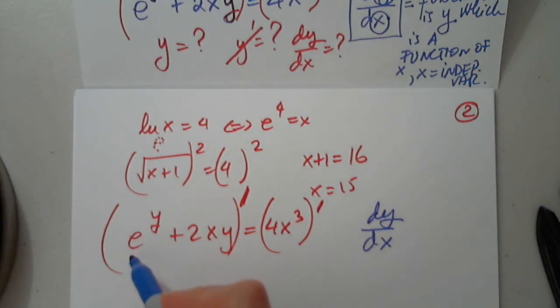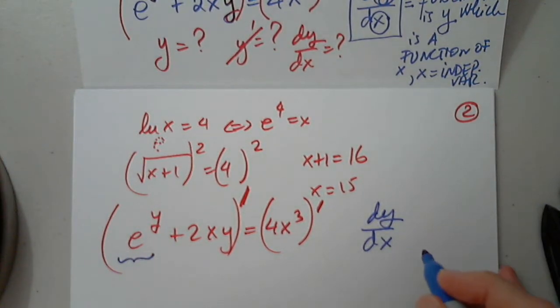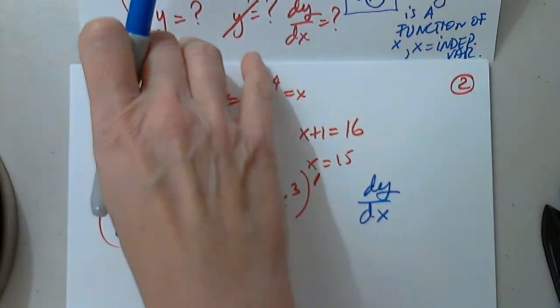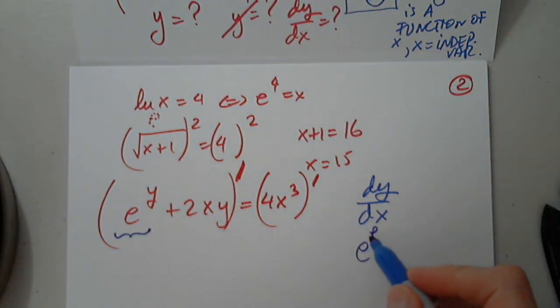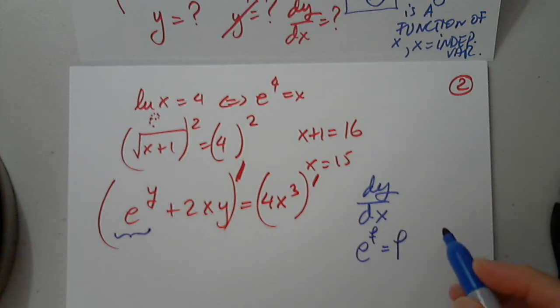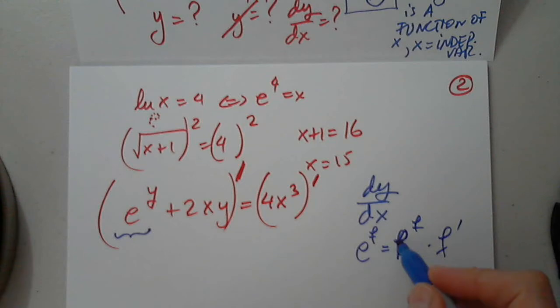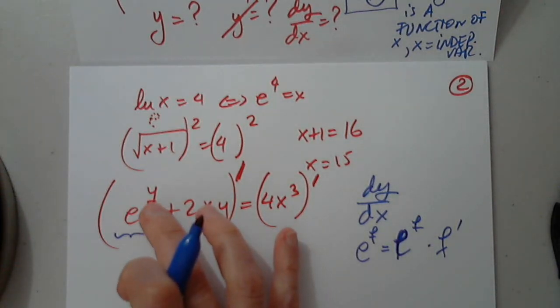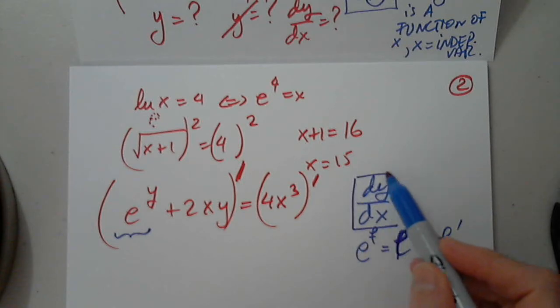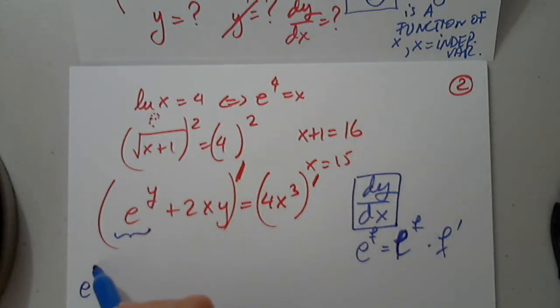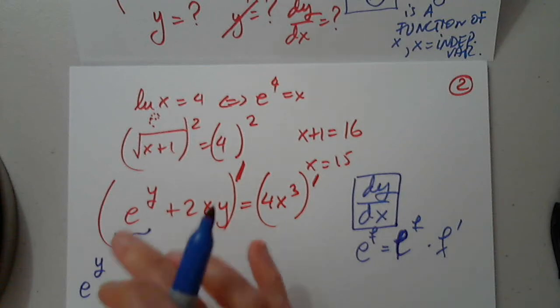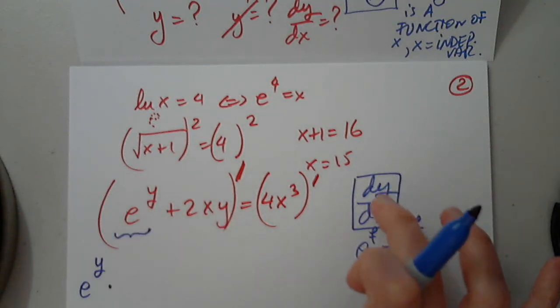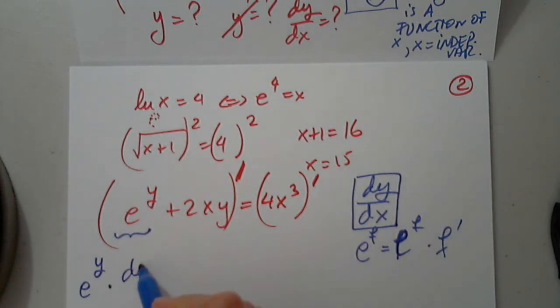Okay, so I will start with e to the y. On the side, I'm going to refresh your memory on the formulas. E to a function, prime, is e to the function times the function prime. So remember, y is a function. This tells me so. So it's e to y times the derivative of the function, dy over dx.